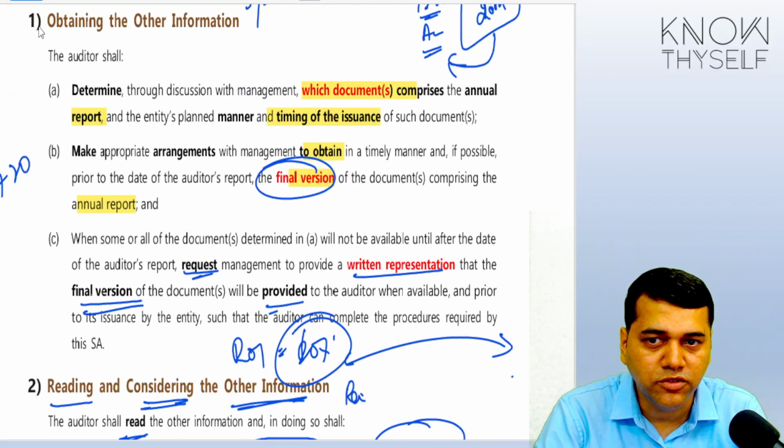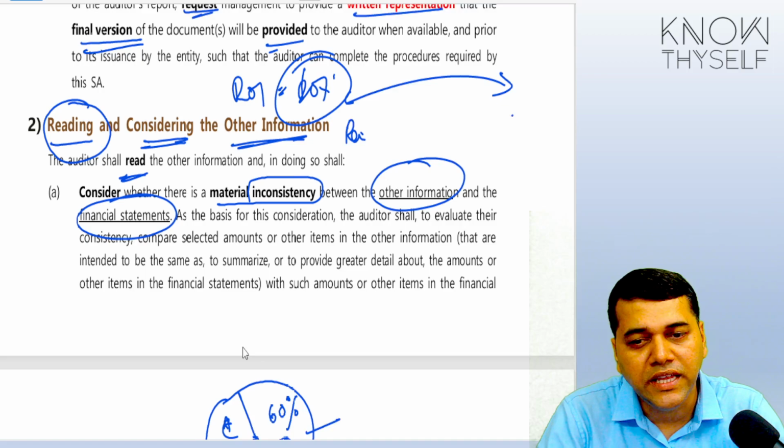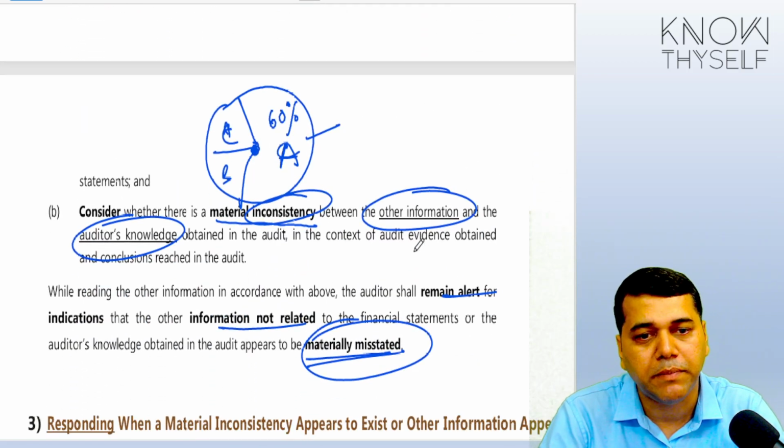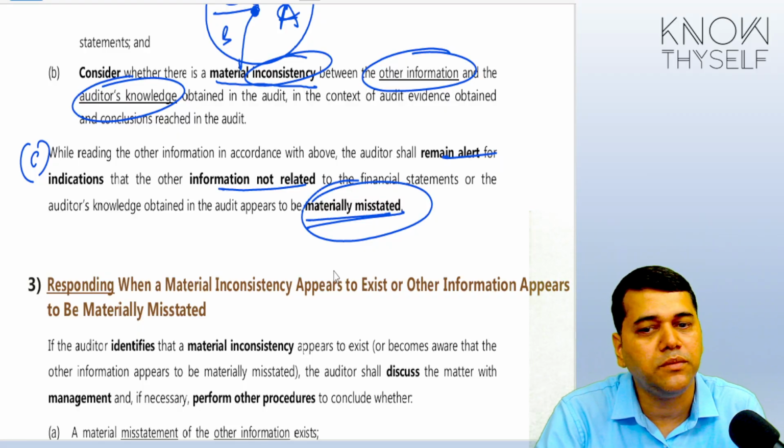So the first thing is you have to obtain the information. The second thing is you have to read. While reading, you have to compare with the financial statements, compare with your understanding, and point number C, you have to see whether there is any misstatement.